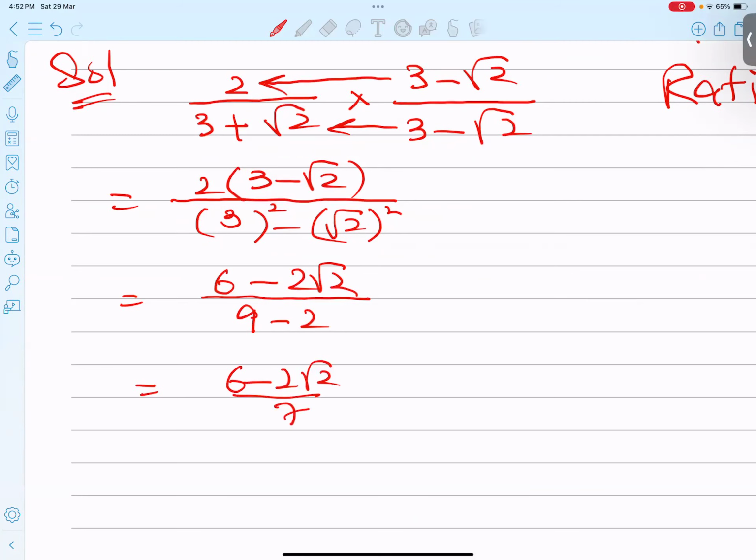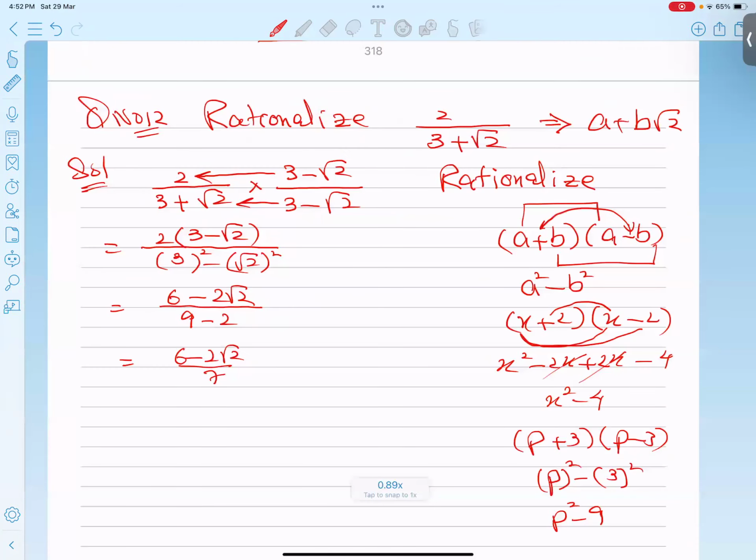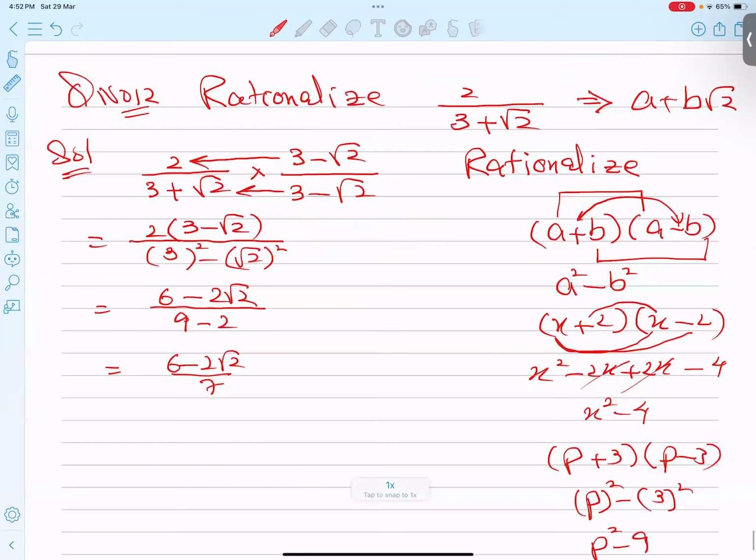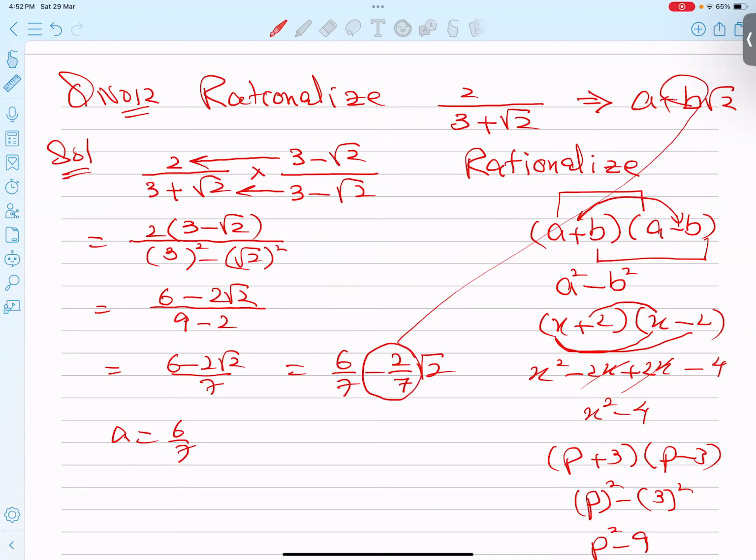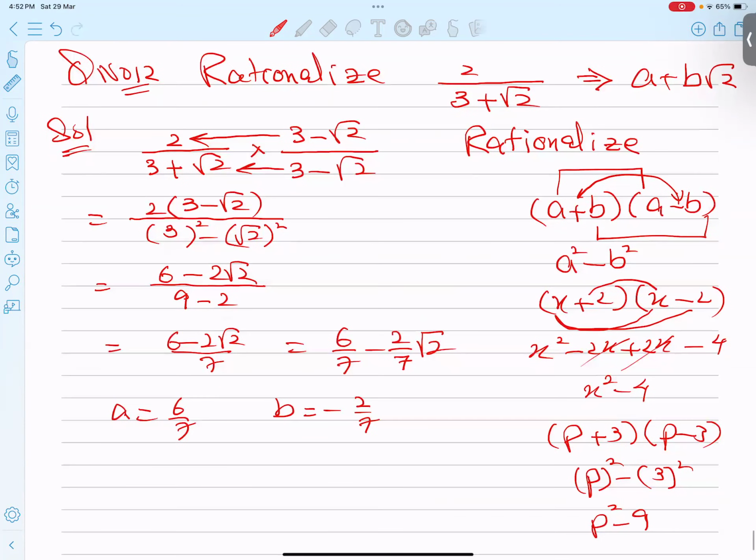You stop it here, but I have to convert into this format. So this number divides both. I can write 6 by 7 separate and minus 2 by 7 separate root 2. If I ask you what is A, you will say A is this one. So I'm writing A is 6 by 7. And this, including the negative sign, is called B. So I'm writing negative 2 by 7. And I believe you got the point very clear how I have done it.